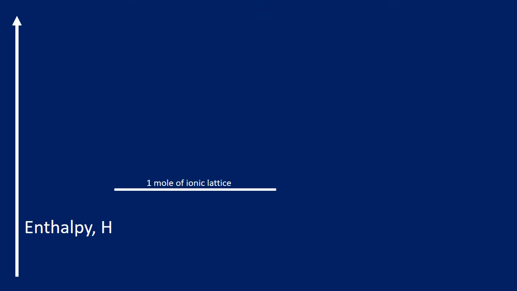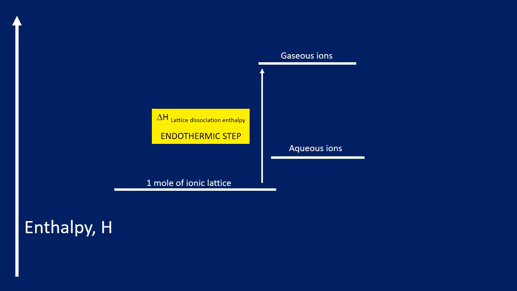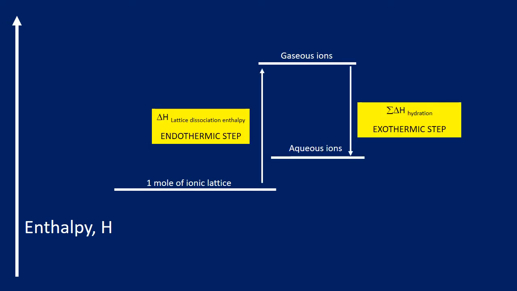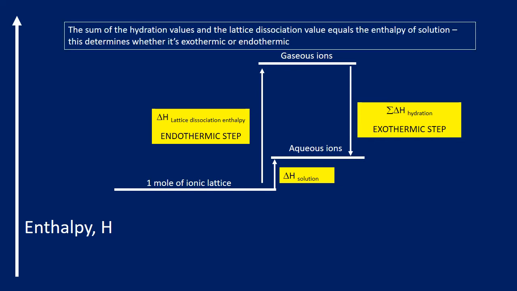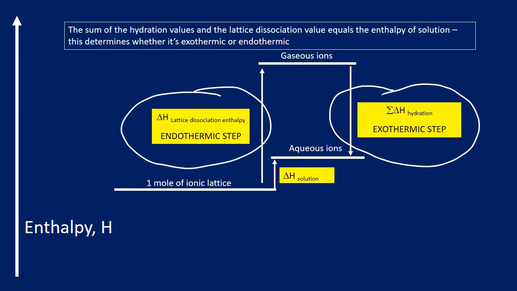If it was the other way around, so let's just say this time the sum of the hydrations was less than the lattice dissociation, you can see that we now have an endothermic enthalpy of solution, and that's why the enthalpy of solution can be negative or positive. It can be exothermic or endothermic because it depends on which of the two values is bigger. If this value is smaller than this value, you can see that it ends up being endothermic.